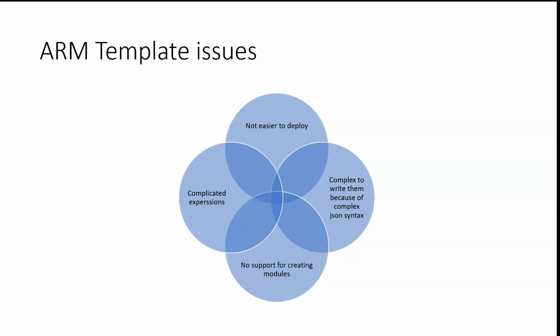Again, as I said, it was really complex to write because of JSON, right? You write the whole JSON. It's a declarative language. It had a particular structure, so it was really complex, and it was not easier to deploy as well. You had to first validate and then deploy. There were a lot of those issues as well.